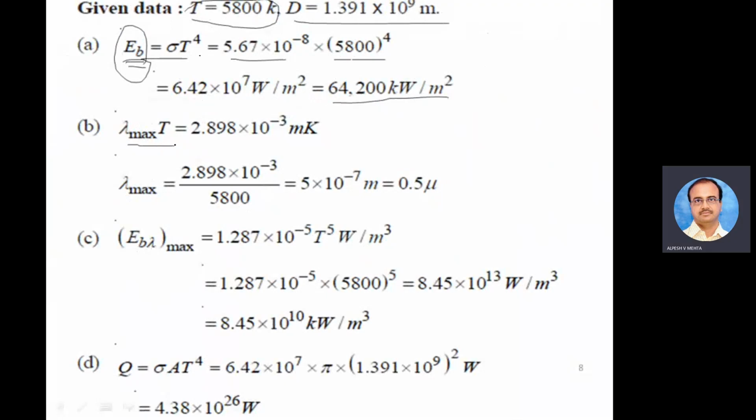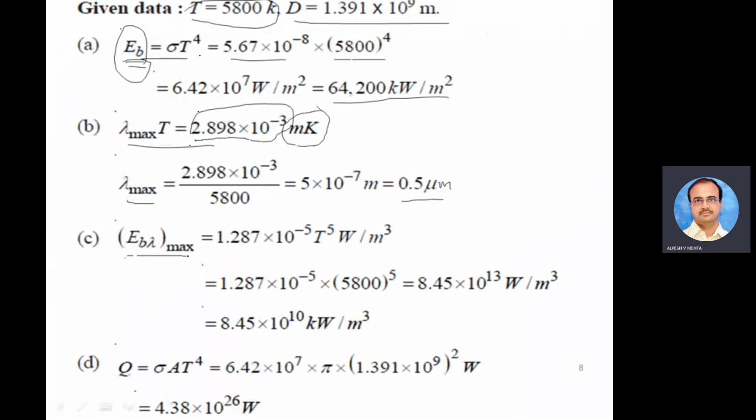Now lambda max into T is 2898 micrometer Kelvin. So we are changing it: micrometer Kelvin is now converted to meter Kelvin. So 2898 is converted into 2.898 into 10 power minus 3. So the lambda max value is available, that is 0.5 micrometer.